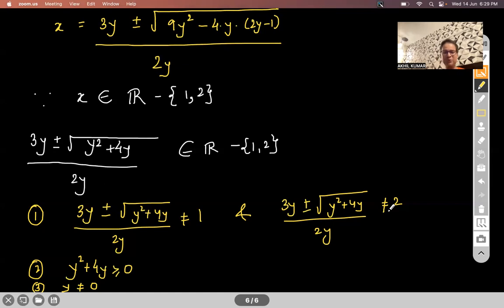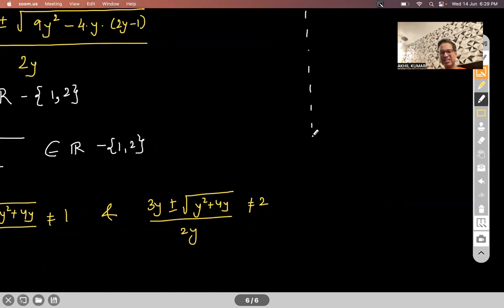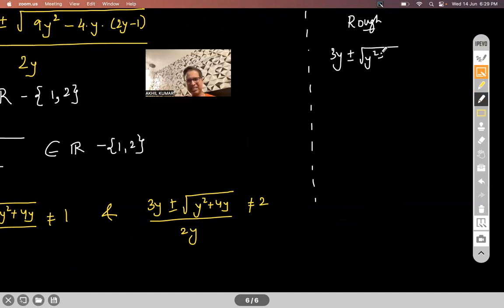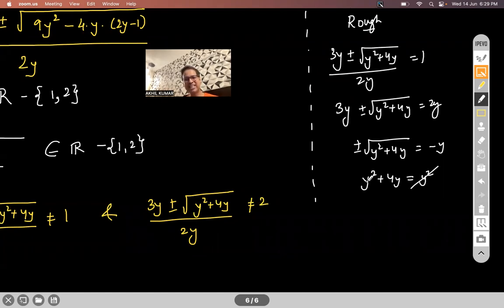Okay, pay attention now. Let's try to figure out whether these guys can be 1 or not, or can be 2 or not. So let's start. Let's go to our rough work area once again. So what if you put this expression to be equal to 1? It means you're trying to say 3y plus minus under root y square plus 4y is equal to 2y. That means you're trying to say plus minus under root y square plus 4y is equal to minus y. If you square it, you will again get something like this, 4y equal to 0. That means y should be equal to 0.